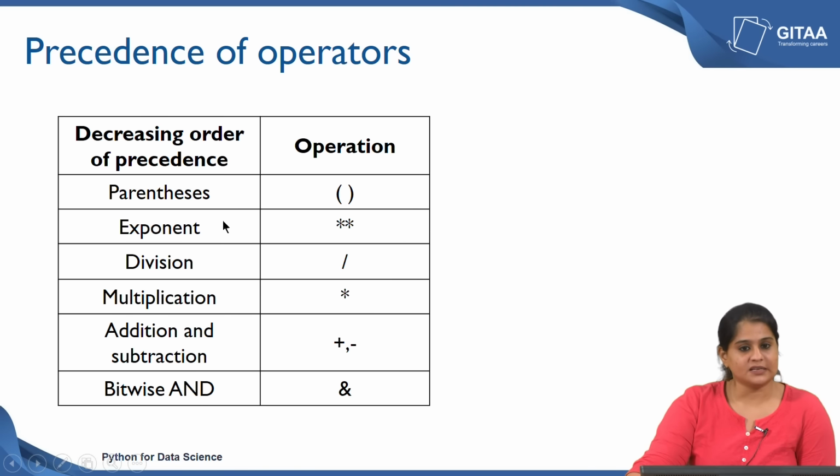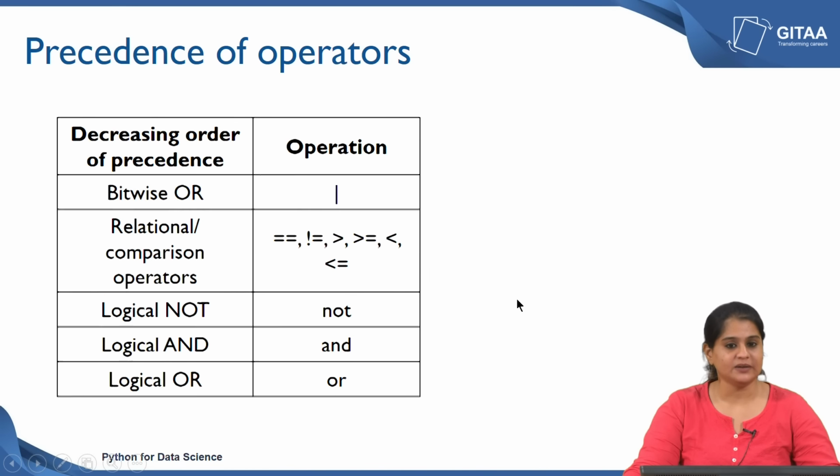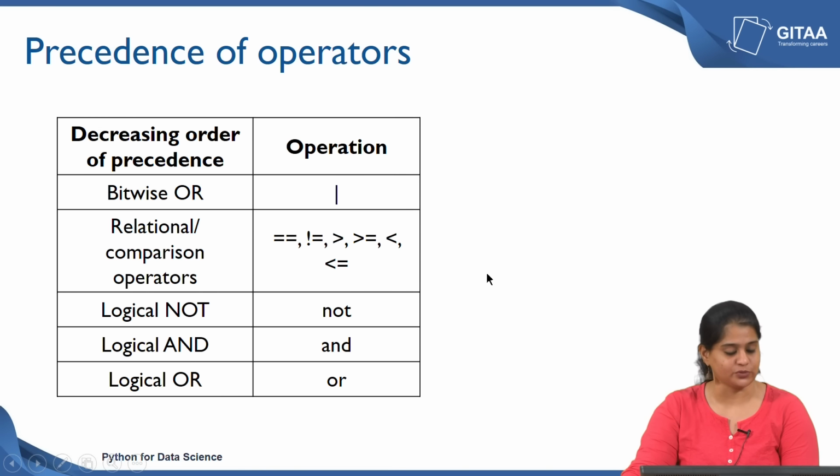After parenthesis, I have the exponential operation followed by division, multiplication, and addition and subtraction, which are given the same precedence. I then follow it up with bitwise AND and bitwise OR. All relational operators are given the same precedence, and then comes the logical NOT, logical AND and logical OR. So, this is the decreasing order of precedence for all the operators put together.